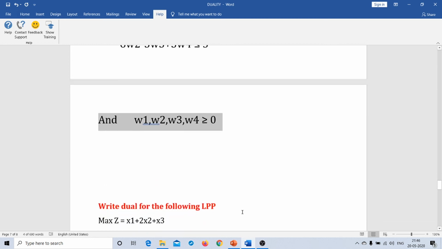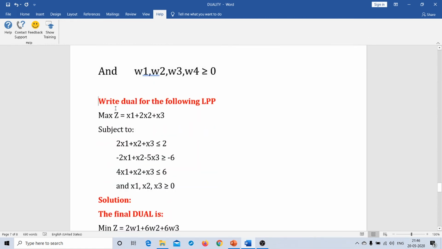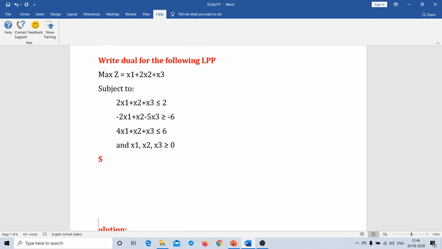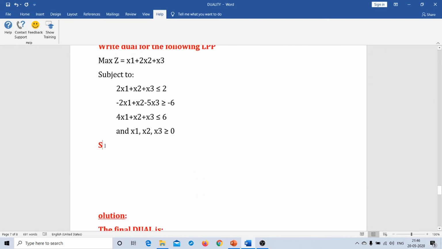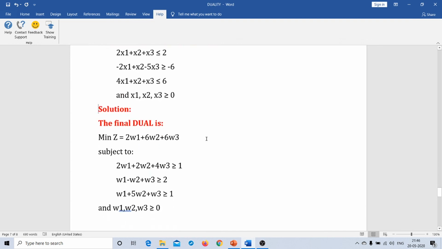So my sincere request is kindly go through these and take down these problems, correct? Take down this problem, write the dual for the following LPP. And once you take down this problem, sincerely go through the steps once again and try to find the dual of this. And once you get the dual, just compare the dual that you have got with the answer I have written. That will just boost up your confidence.